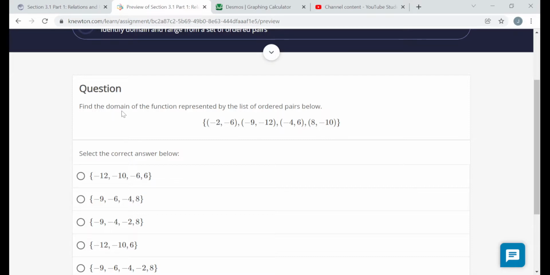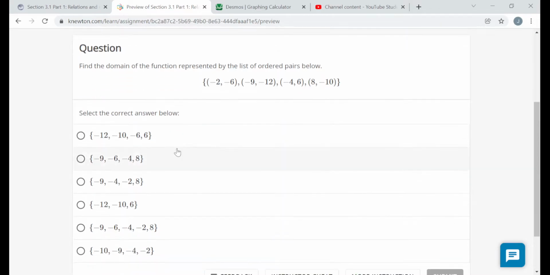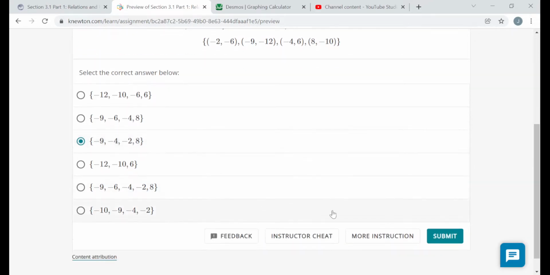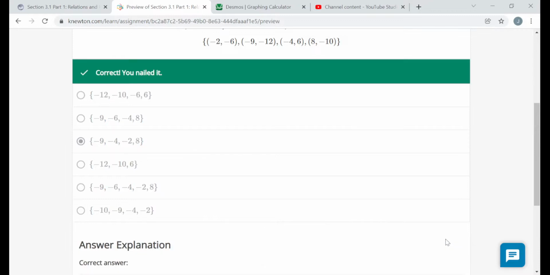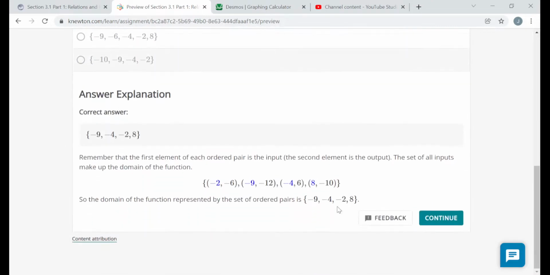They ask us for the domain. The domain is just all the input values. Negative 2, negative 9, negative 4, and positive 8. So that would be this set here, right? Negative 9, negative 4, negative 2, and positive 8, right? This is the set of all the input values, all the x coordinates. That's the domain. Right? And that's it. All right. Next question.